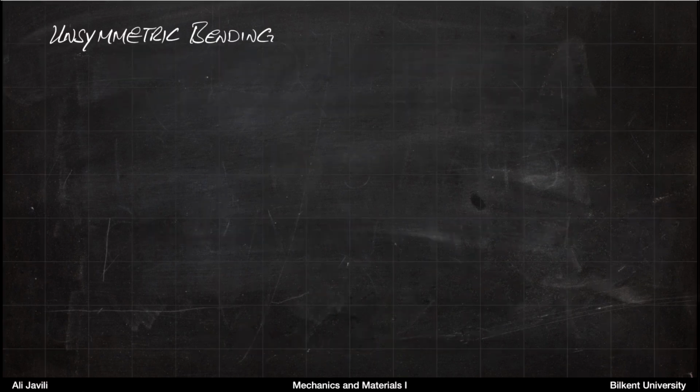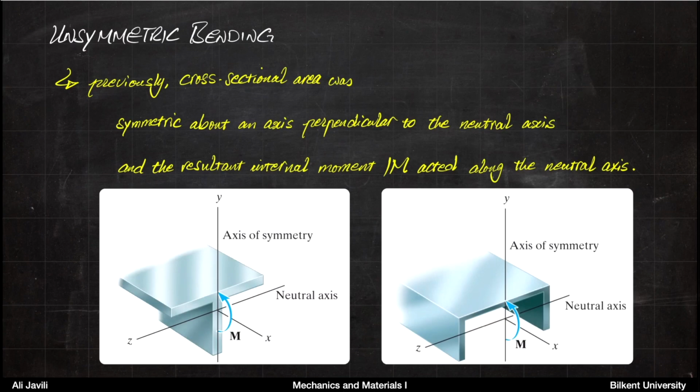So the first topic we want to talk about is unsymmetric bending. Previously, we always assumed that the cross-sectional area was symmetric about an axis perpendicular to the neutral axis, and we also assumed that the resultant internal moment acted along the neutral axis. So these are two examples of our particular assumptions here.